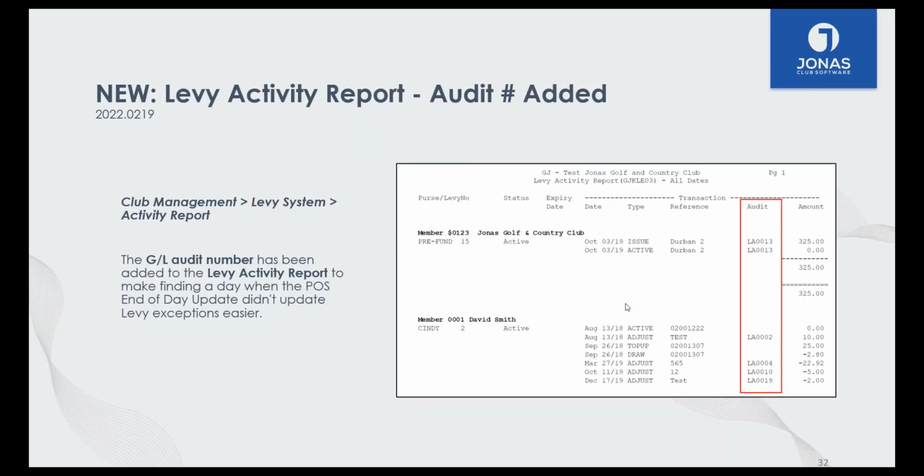Okay. The next one here has to do with most of you, if there's anybody in the line from the UK, you're probably using the levy system. And in the levy system activity report, we added a new column there to include the audit number. So just in case you need to track some things down, some transactions, much easier to track things down if you have that audit number. So we do give that to you on the report, just in case.